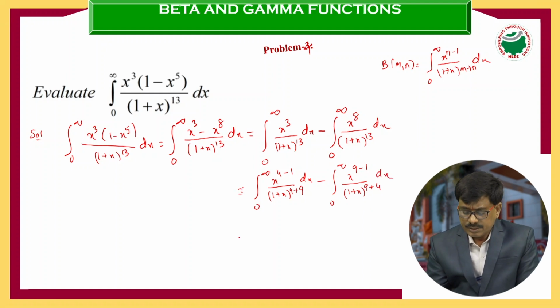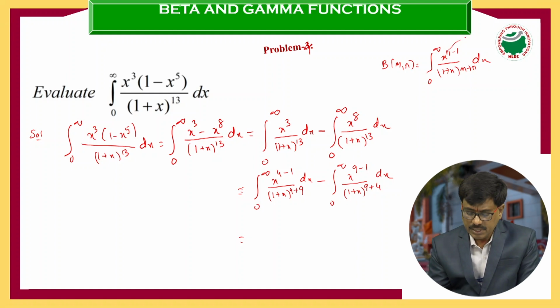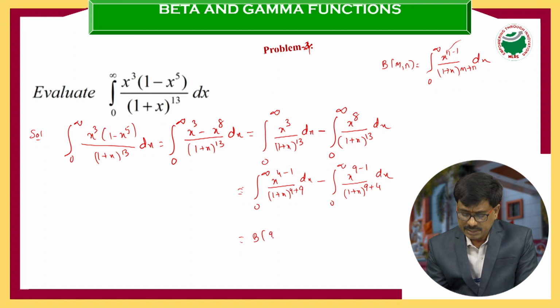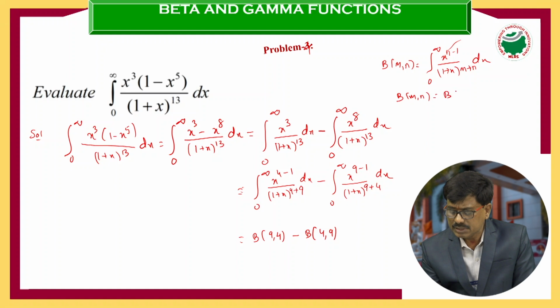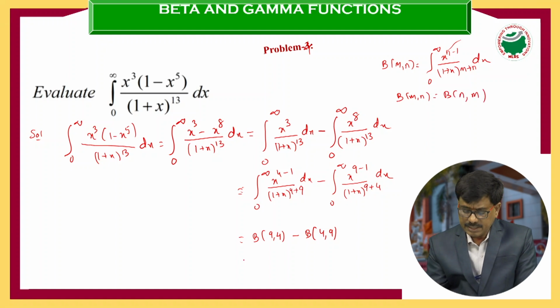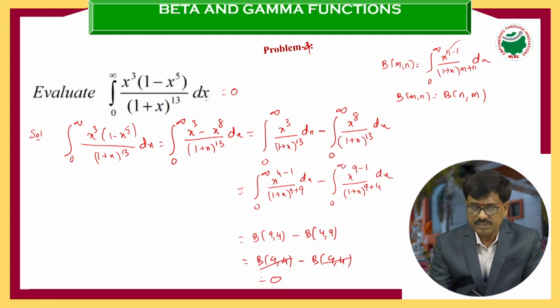Now look at these values. What does m represent? You can interchange, because this is a symmetric property. We can interchange m as well as n. I am not going to write always n, I can use m also. This is nothing but beta of 9 comma 4 minus beta of, I can rewrite, 4 comma 9. Already we know the symmetric property, beta of m comma n equal to beta of n comma m. I can rewrite beta of 9 comma 4 minus beta of 9 comma 4. What is the resultant value? The resultant value becomes 0. Therefore, this integral value is 0.